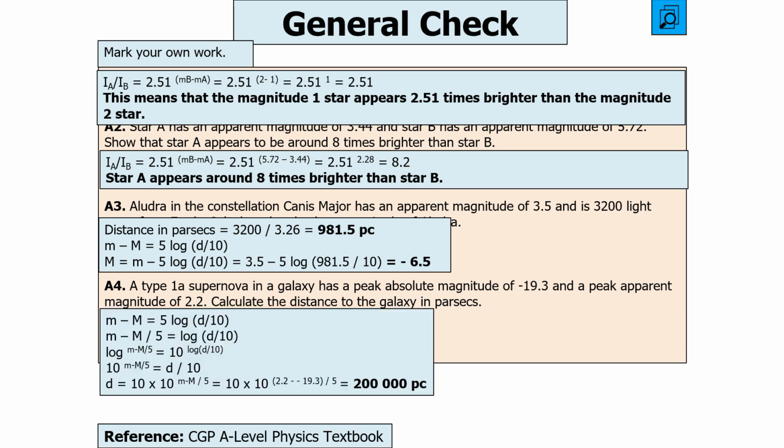Then the next one, again, we're using the same equation, but this time we're having to make d the subject. So how you can do that is remember to make log d the subject, and then you can get rid of that log by doing 10 to the power, so it would work through like so. So we get rid of that log value, so you can work through d is equal to 10 times 10 to the power of m minus M over 5, pop in all the values, and we get to 200,000 parsecs.